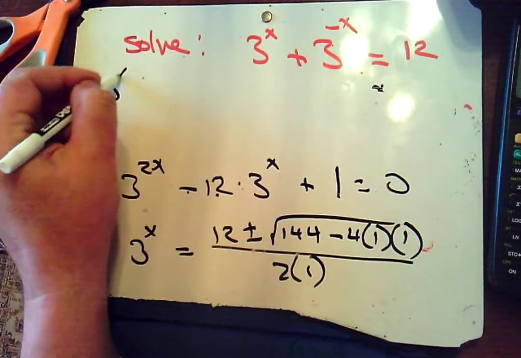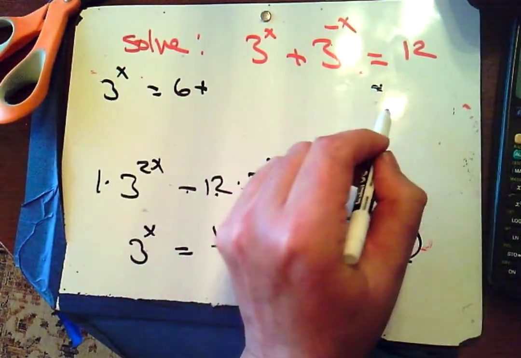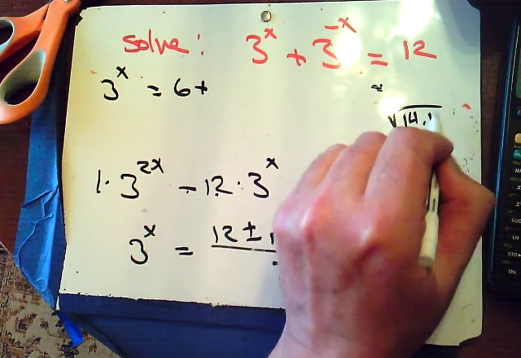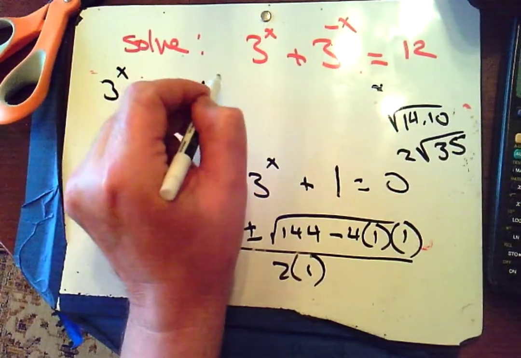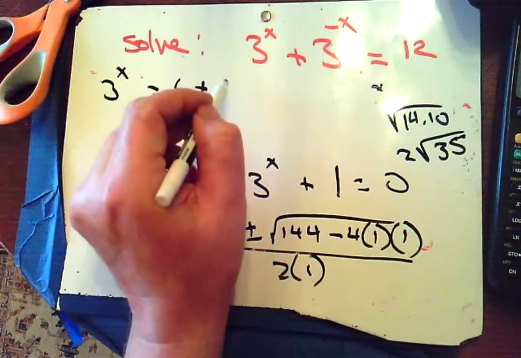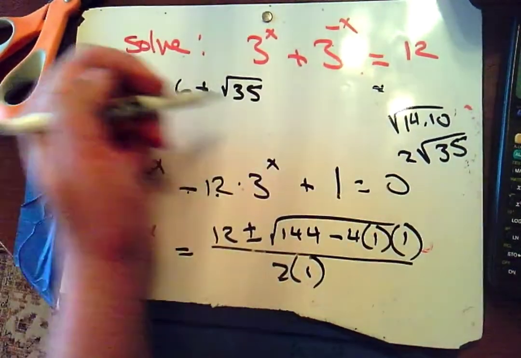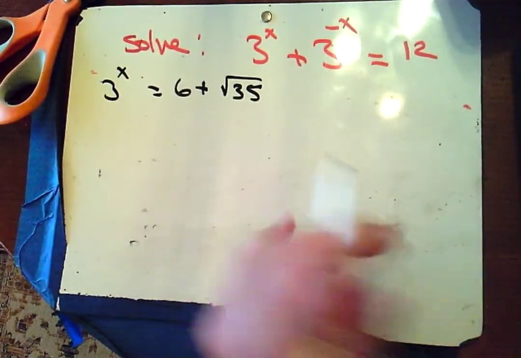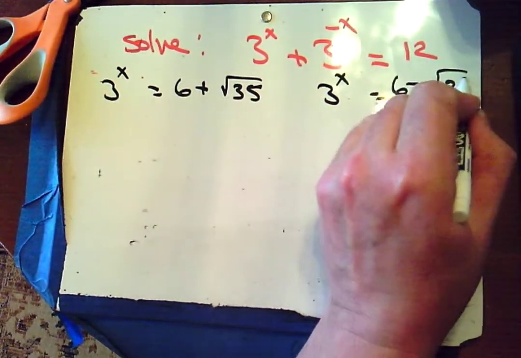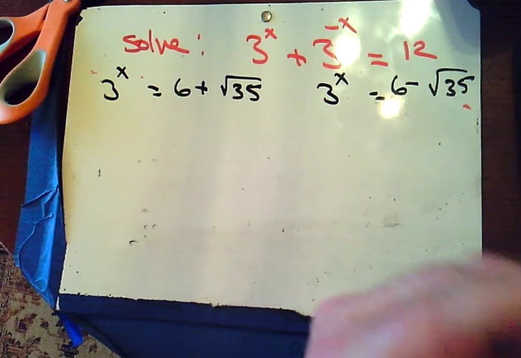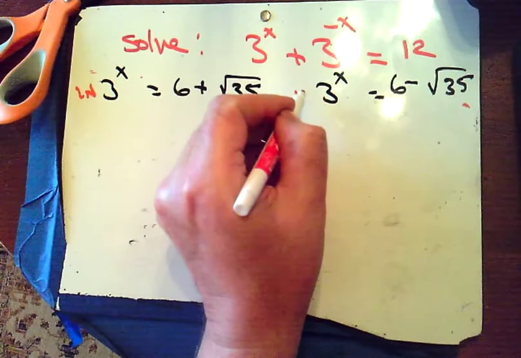So I'm saying 3 to the x equals 6 plus square root of 140, which is 4 times 35. I can pull out a 2, root 35. So that 2 will cancel with that 2, so I get 6 plus root 35. And the other answer, 3 to the x equals 6 minus root 35. Okay, so now what would I need to do in order to solve? Well, I would have to take the ln of both sides.